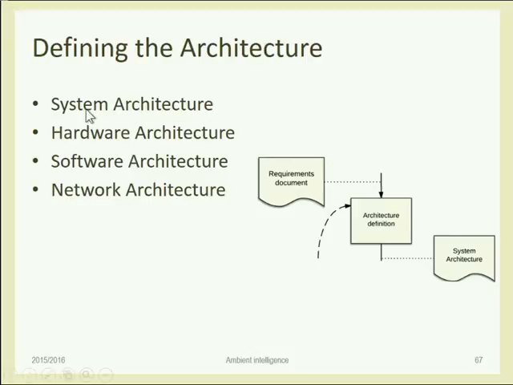So we have a first general view that we call the system architecture, that defines the main items in the system. And then from the system architecture, we need to detail the hardware architecture, so what are the actual hardware components, and the software architecture, what is the software running on these hardware nodes. And in some cases also the network architecture that describes how these are connected. All of this is part of the architecture definition task.